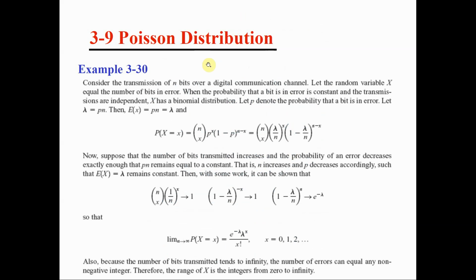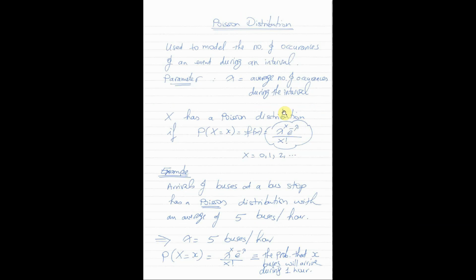So this is the geometric distribution, and this is a representative example of the geometric distribution. We have only one distribution left, which is the Poisson distribution, and that's why we will finish it in this video. So what is a Poisson distribution or a Poisson random variable?